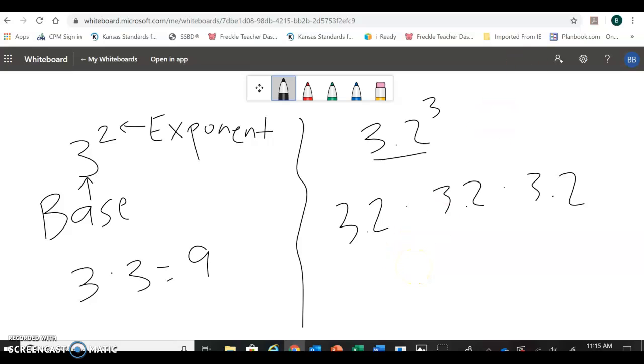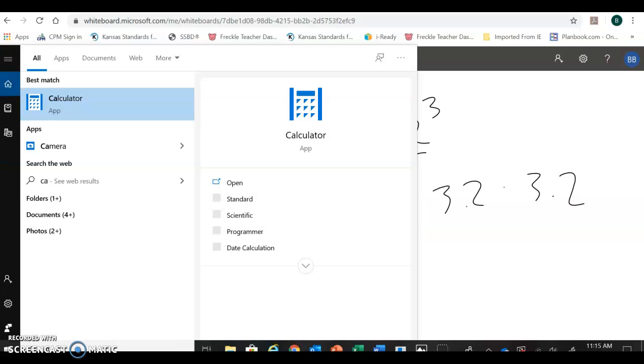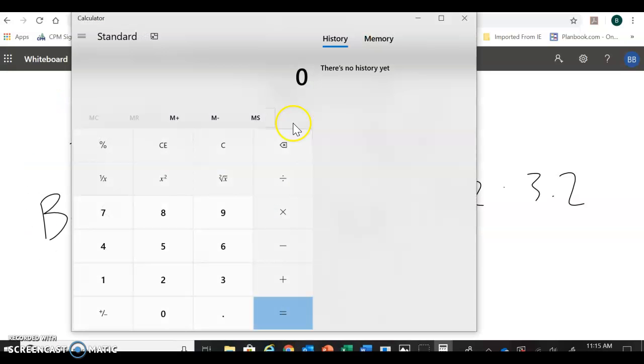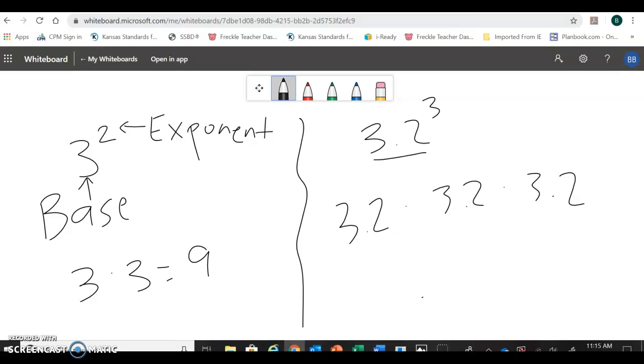Not sure what calculator you use, but you do have a calculator available to you on your computers. So you could try it out, and then you get your answer: 32.768.